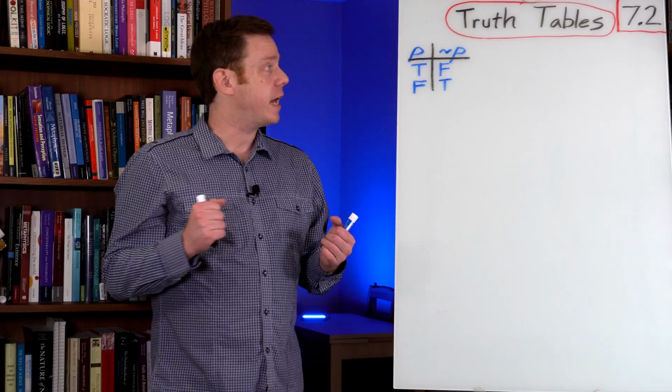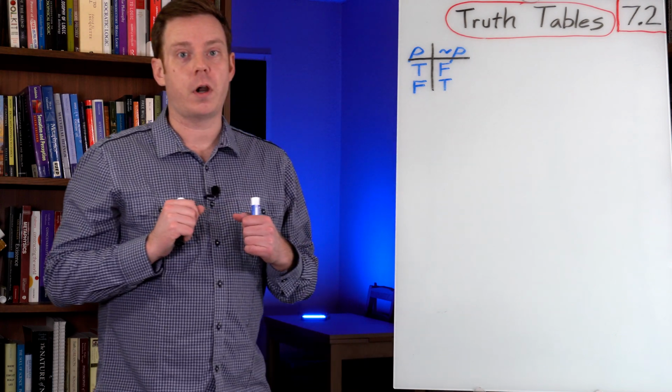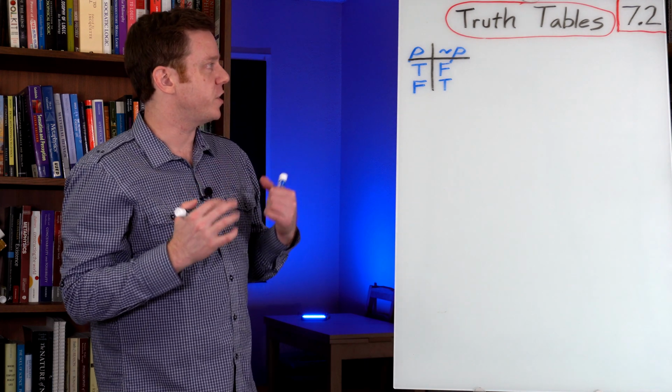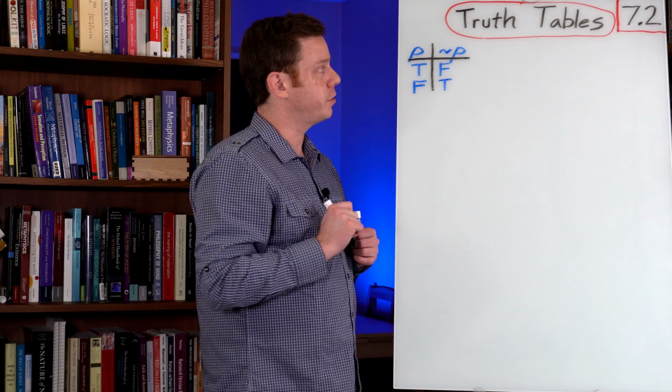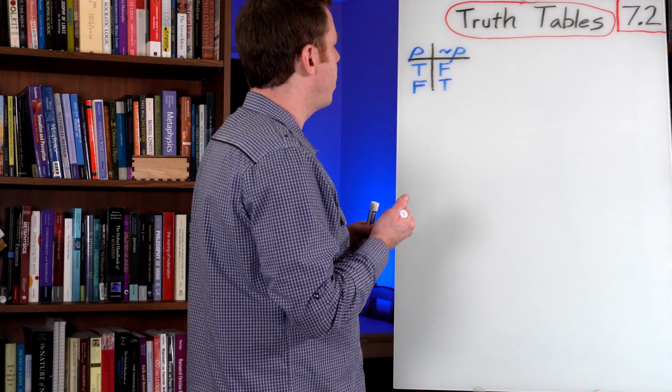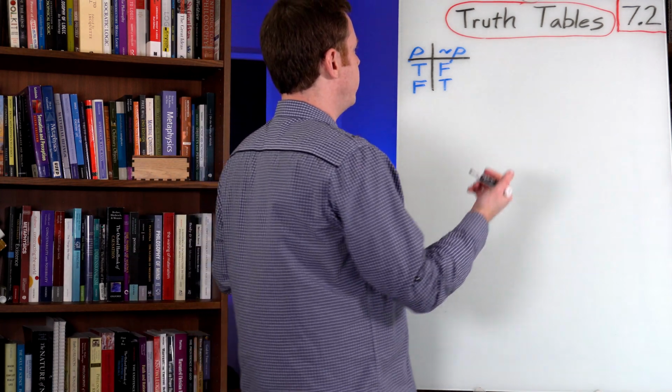Now let's look at a truth table for other logical operators. The truth table for negation is pretty simple, but some of the truth tables for other logical operators can get a little bit more complex. So let's do one for conjunction.